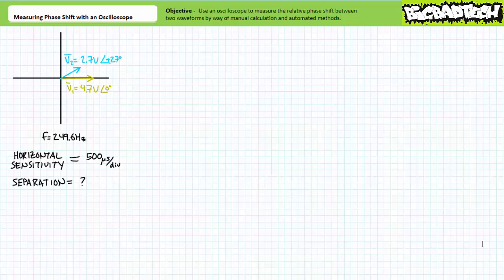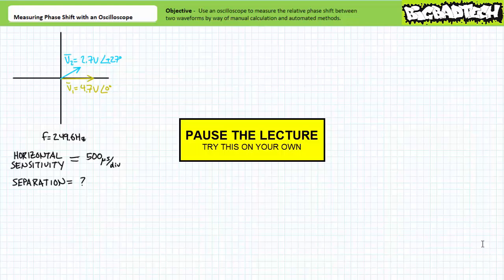I say again, given two waveforms with a frequency of 249.6 Hz, known to have a relative phase shift of 27 degrees between them, determine by how many divisions they'll be separated when displayed on an oscilloscope with a horizontal sensitivity of 500 microseconds per division. By all means, try this on your own. If you're tracking, you should have obtained the following value.